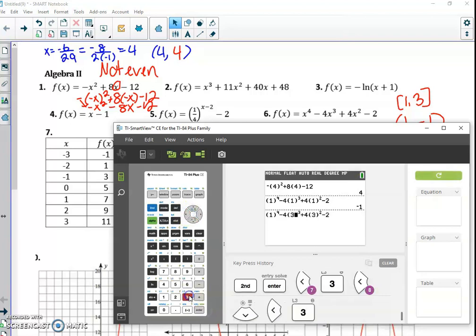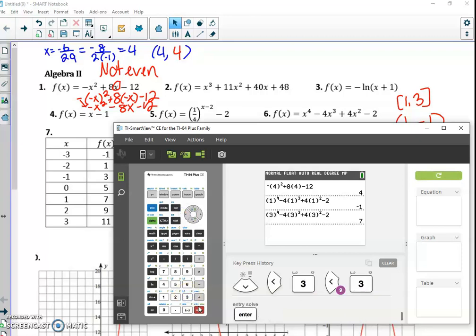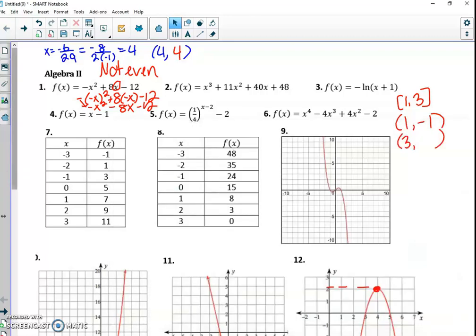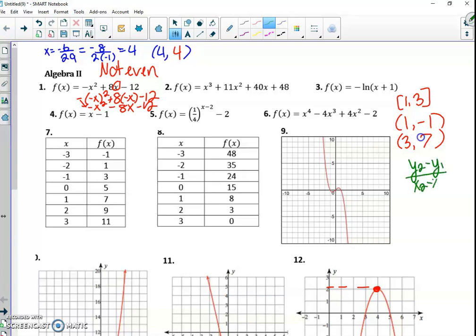Plug in a 3 right there, and plug in a 3 right here. And we get a 7. From there, you can just do the slope formula, or the average rate of change formula, which is the same as slope. It's just y2 minus y1 over x2 minus x1. So this is x1, this is y1, this is x2, this is y2.